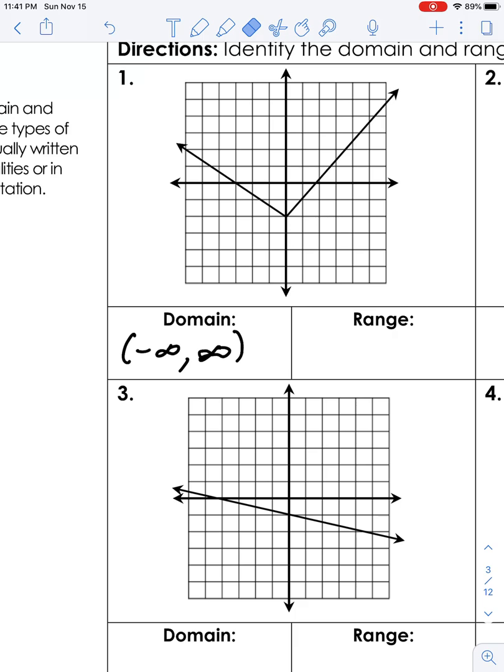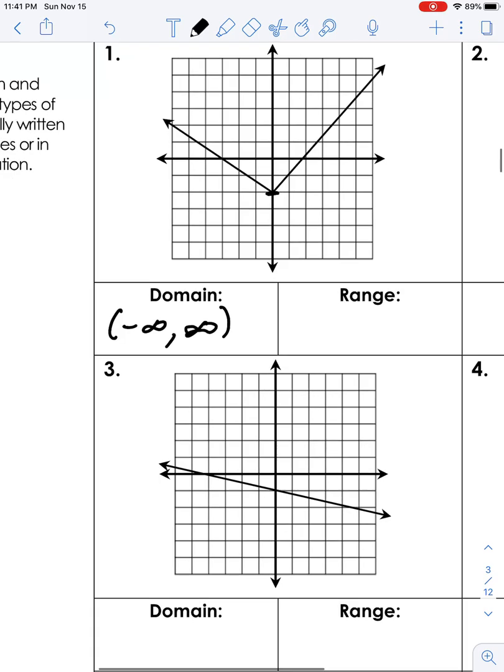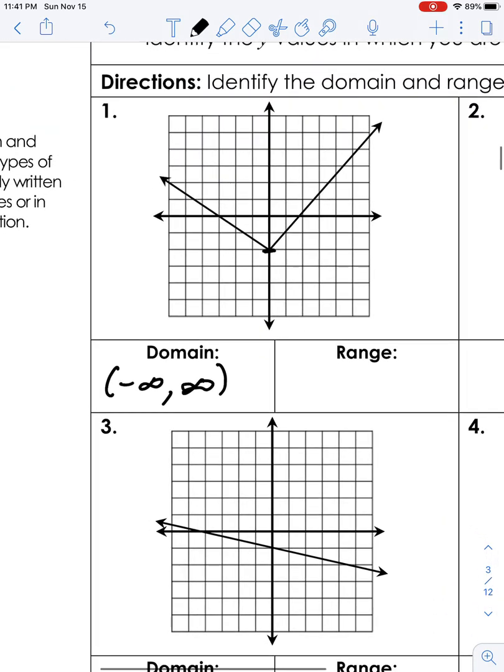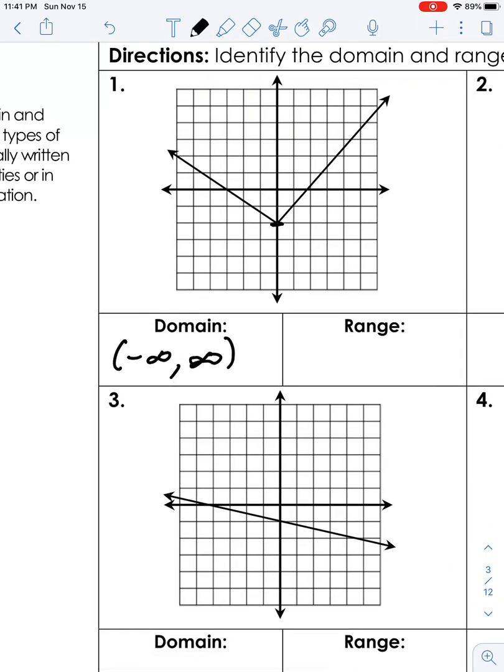Now, range, low to high. We actually have a true low point on this graph right here, and that would be at -2. Every single point is going to be a bracket for your range or domain unless you actually see an open circle, or unless obviously it's an infinity. So here we're going to have a bracket, and where is the lowest point on the graph? It's at -2.